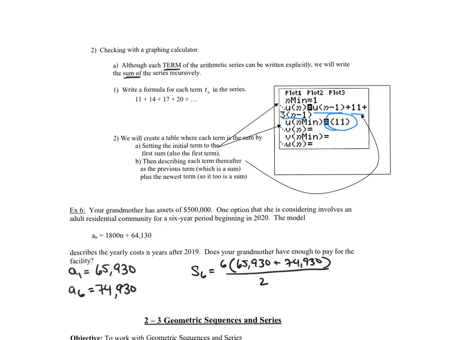And if we type that into the calculator, we discover that over 6 years she'll pay $422,580. So just barely, yes, she has enough money to last 6 years in that particular facility. But I don't know that she would really make it a 7th.